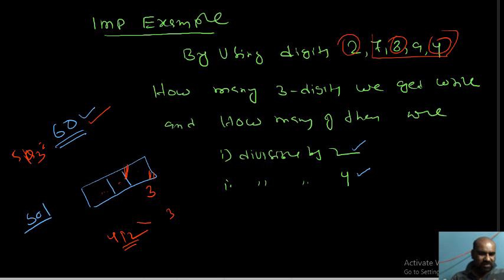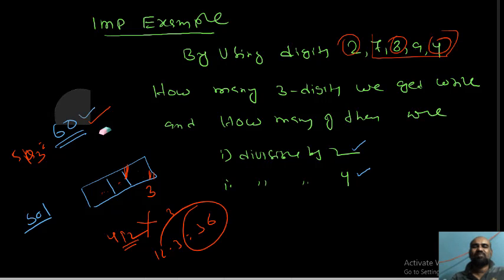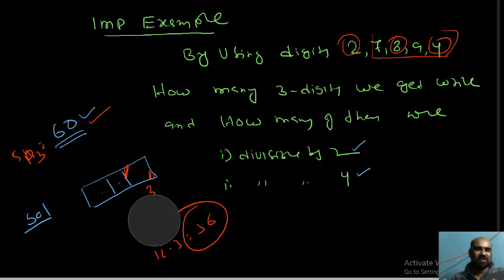So the total operation is 4p2 into 3. The value of 4p2 is 12, and 12 into 3 is 36. There are 36 three digit numbers which are divisible by 2. I hope you people understood. Okay.